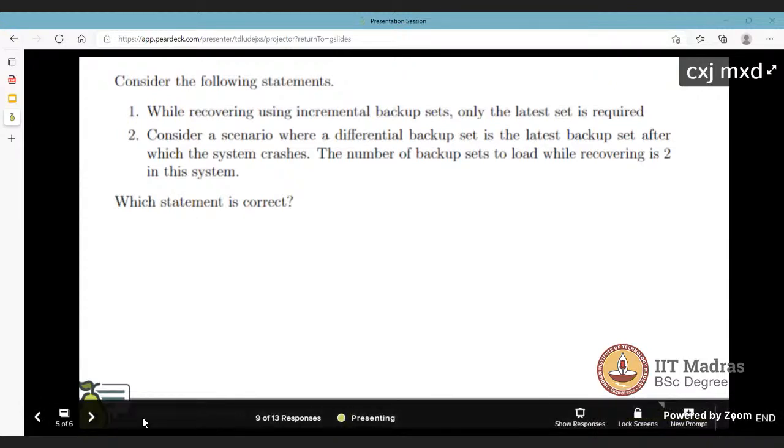Is there any doubt in this question? In the activity only the statement numbers 1 and 2 are missing, so we will update that. You can consider the first one as the scenario about recovering up to the required point, and the second one as the consider scenario. Yes, Sanjana, continue. Sorry for the confusion.